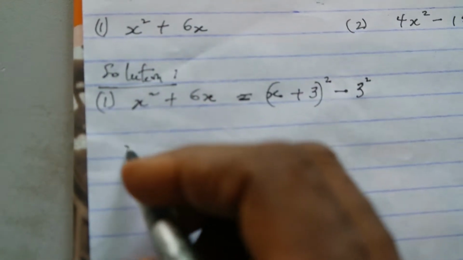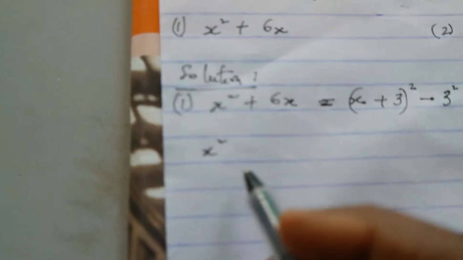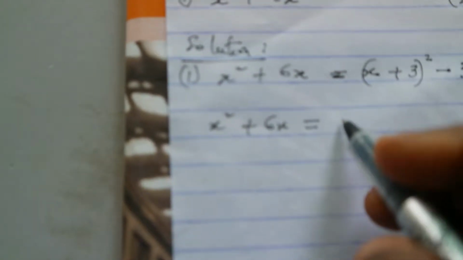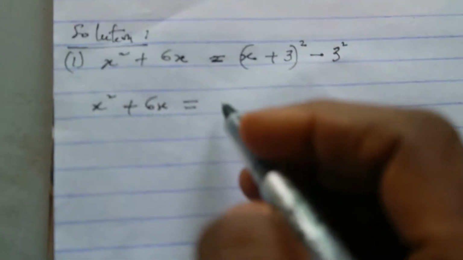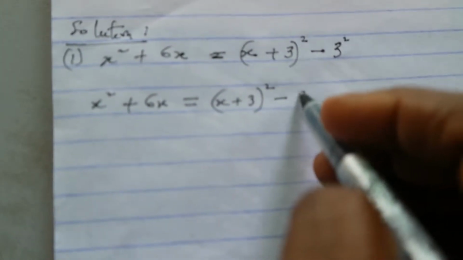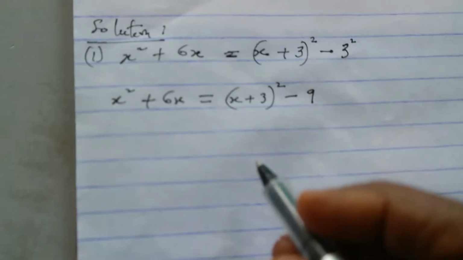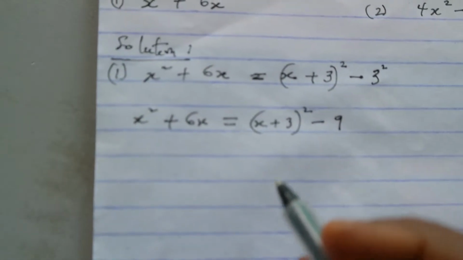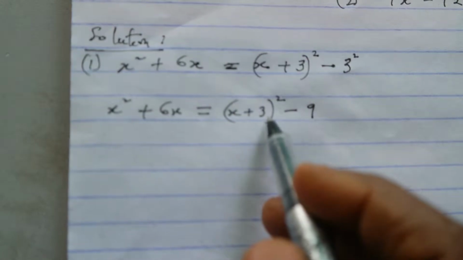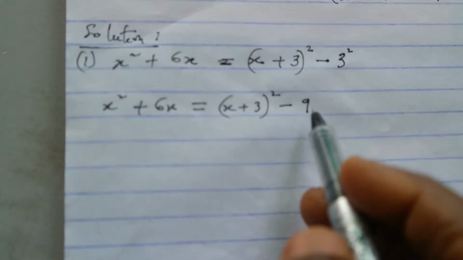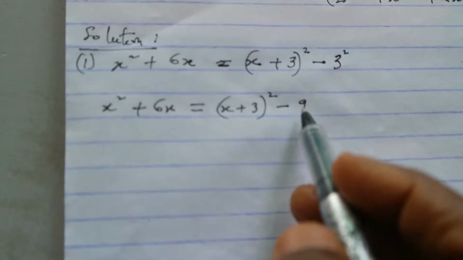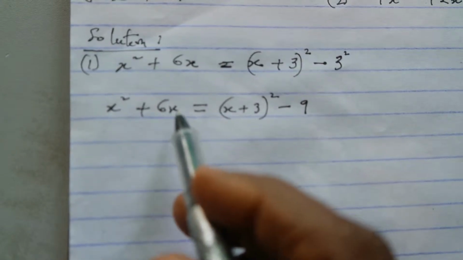So we can rewrite x squared plus 6x as x plus 3 all squared minus 9. So this is the answer. If you are asked to complete the square for x squared plus 6x, this is our answer: x plus 3 all squared minus 9. We have a complete square here, then we have minus 9 here.